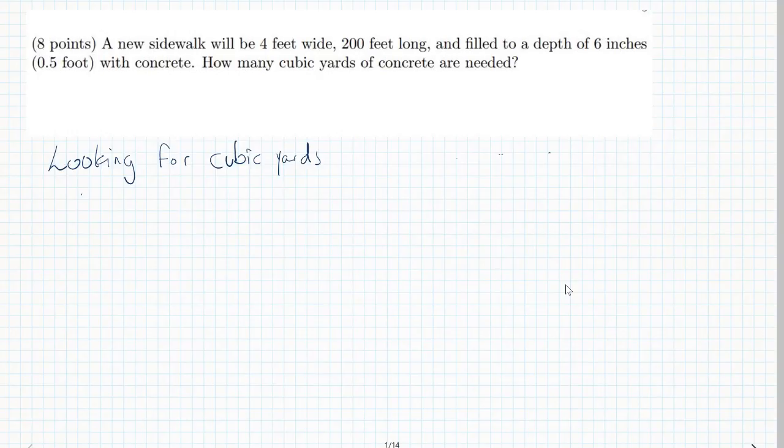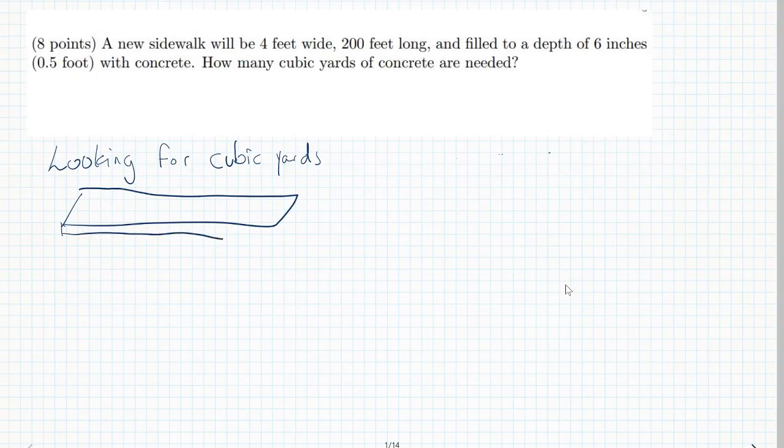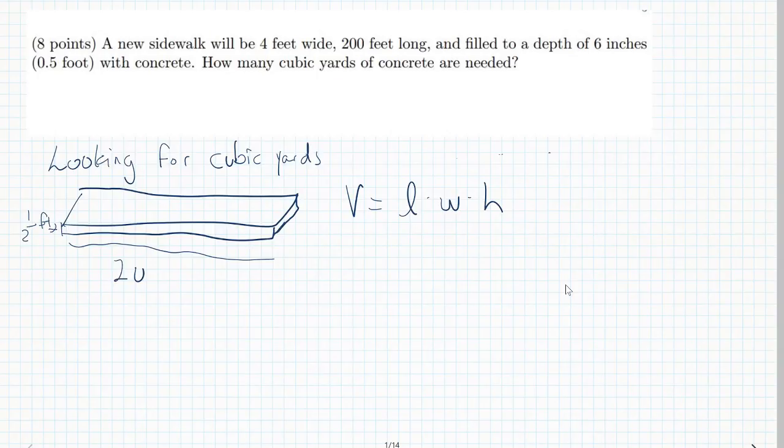And then what we have is this whole little slab here. I'm not saying this is to scale at all, but you have this slab of concrete, and we know that the volume of this slab is the length times the width times the height. We know that this one side is half a foot. We have this long side being 200 feet. And we have this other side right here that's 4 feet wide.